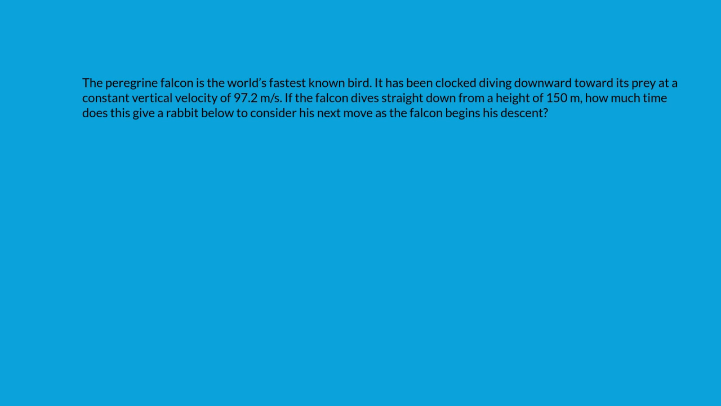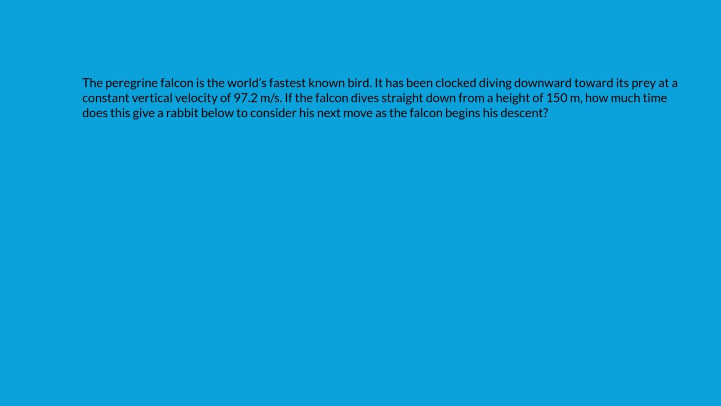The peregrine falcon is the world's fastest known bird. It has been clocked diving downward towards its prey at a constant vertical velocity of 97.2 meters per second. If the falcon dives straight down from a height of 150 meters, how much time does this give a rabbit below to consider his next move as the falcon begins his descent?